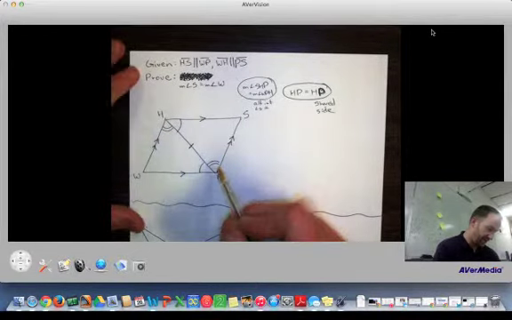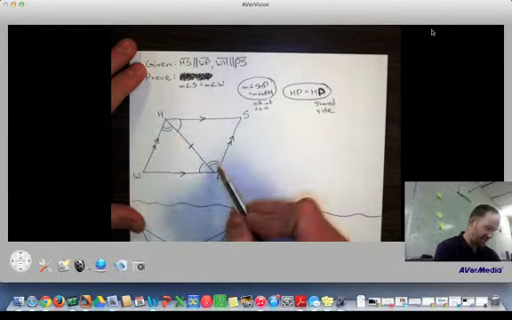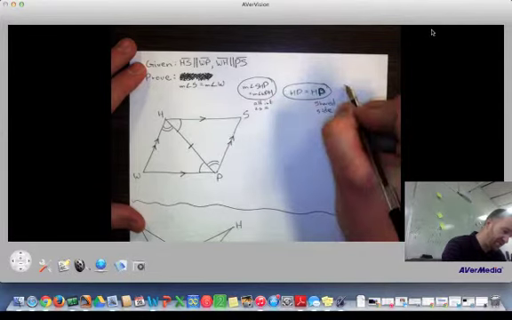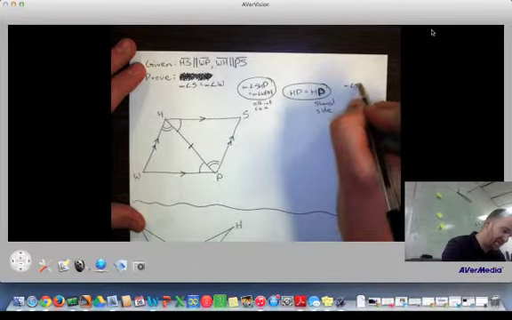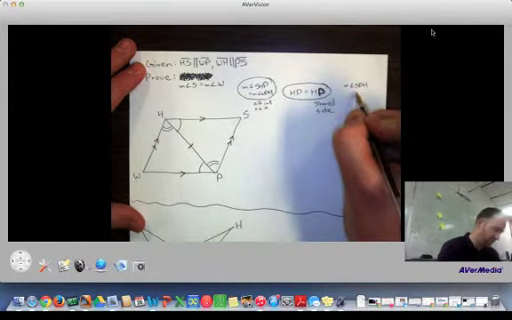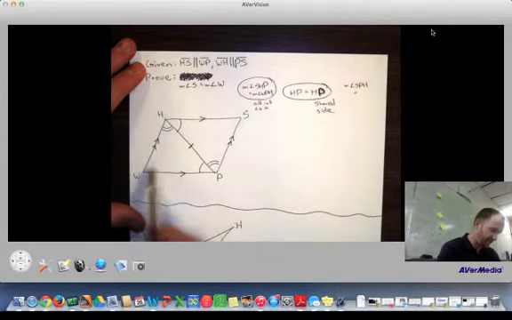Okay, now we know that angle SPH, that's this two-arc angle, the measure of angle SPH equals the measure of angle WHP.